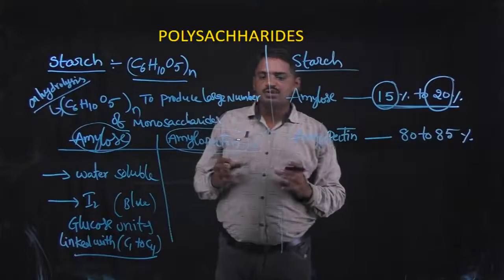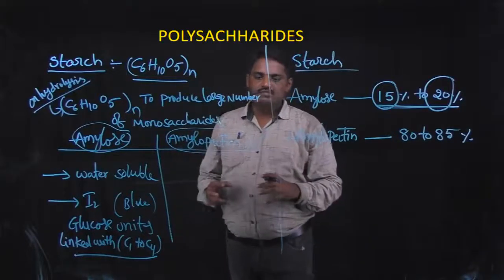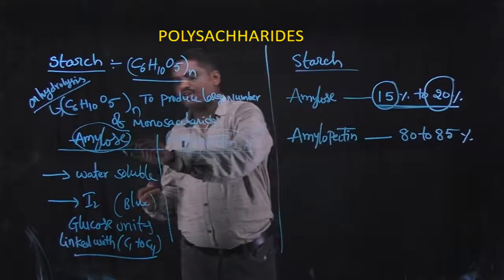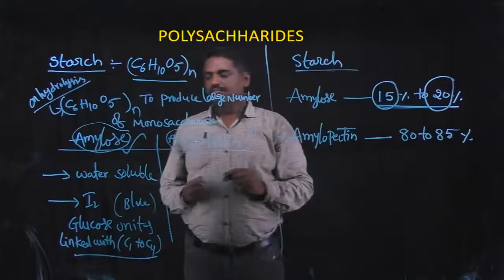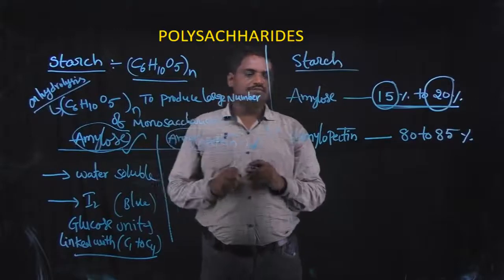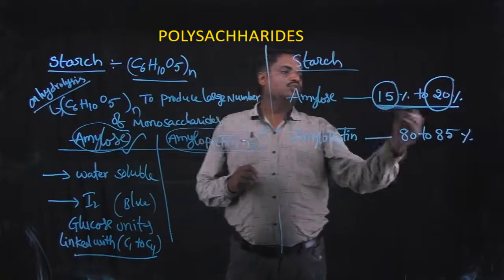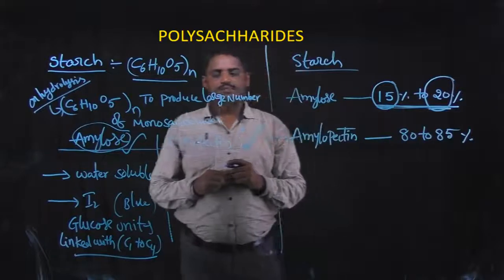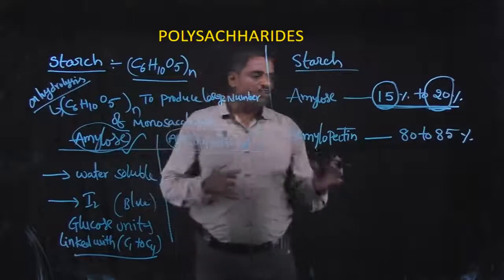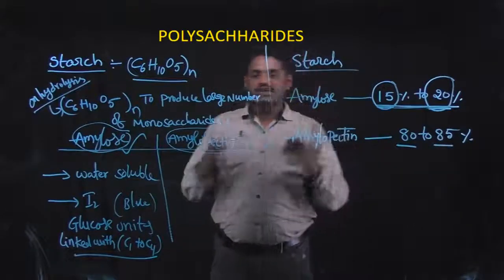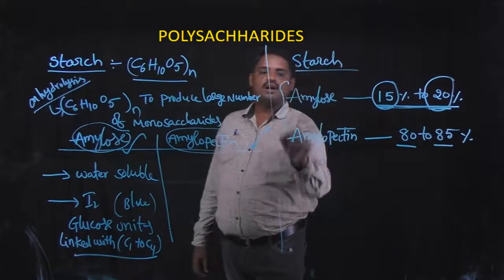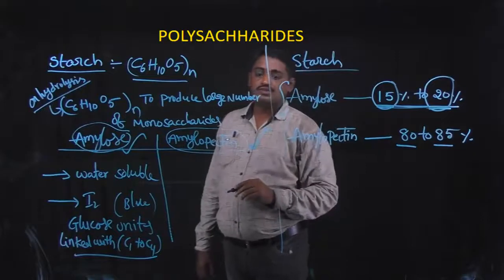Starch is observed as two types of units joined, so two types of compounds are there. One part is amylose and another part is amylopectin. In starch, 15 to 20% of amylose is present, and in starch 80 to 85% of amylopectin is present. These two are the main ingredients of starch.